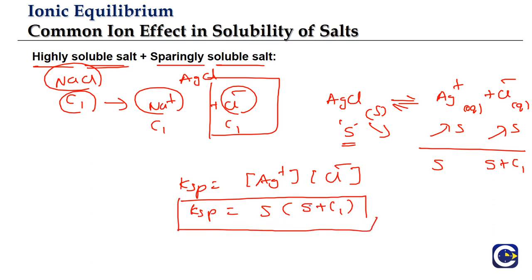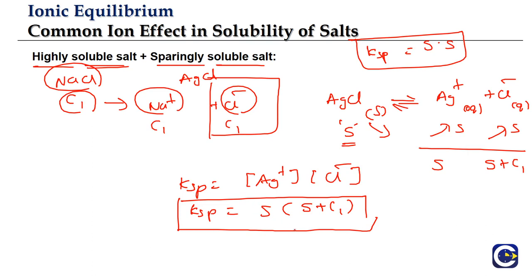Normally, if just the AgCl alone is dissociating, what are we going to have? We'll have S into S equal to Ksp, if just the AgCl is getting dissolved in water, because the ion concentration of Ag plus will be S, and Cl minus also will be S. So S into S is the Ksp value. That is the relation. But now, because of the common ion, the Cl minus ion concentration will be S, coming from the solubility of the AgCl, plus C1. C1 is the part coming from the dissolution of NaCl.